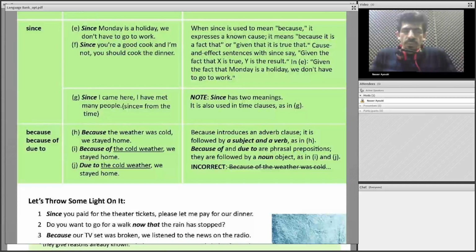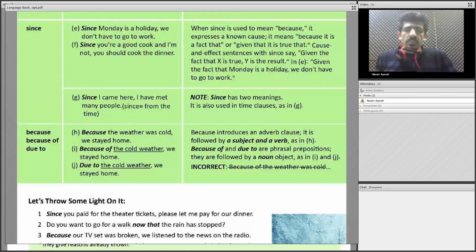Because of, due to. Because of and due to can be used interchangeably. I mean, since the meanings are the same and the way we use them is the same, we can use them instead of each other. But the story is different about because. Because the weather was cold, we stayed home. Because of the cold weather, we stayed home. Due to the cold weather, we stayed home.